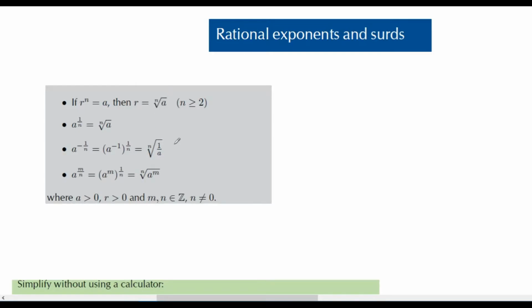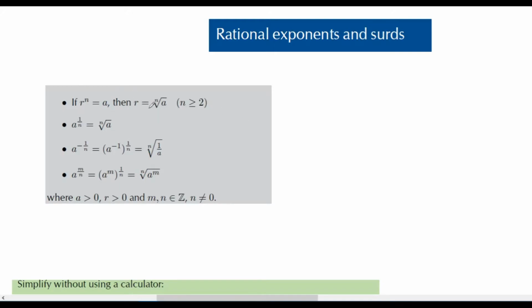Alright, so let's consider this first part. If r to the n is equal to a, then r is equal to the nth root of a. And n has to be more than 2.